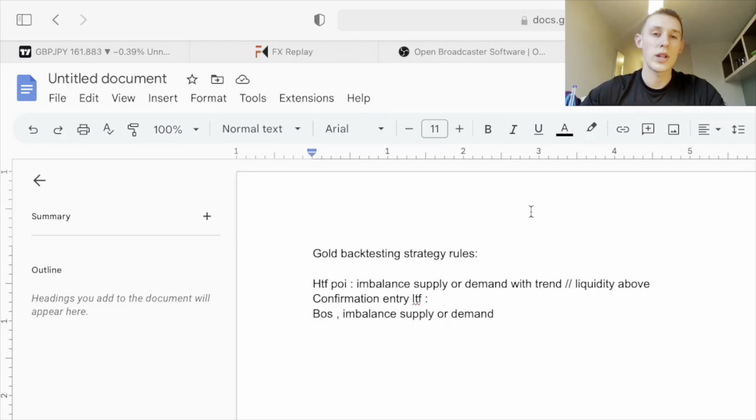And then what we're going to do is go to the lower time frames, normally the 30-minute or the 15. I don't really like to go lower than the 5, so 5 will be the lowest I'm going to use. And we need to see some sort of breaker structure to confirm a new trend, and we need to see an imbalanced level of supply and demand, which we'll be entering from.